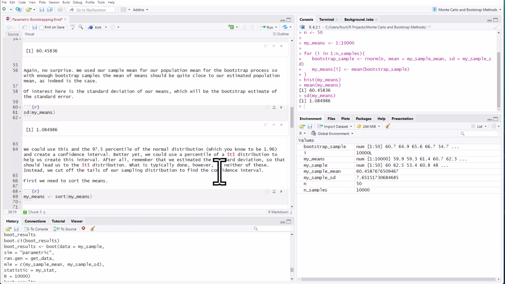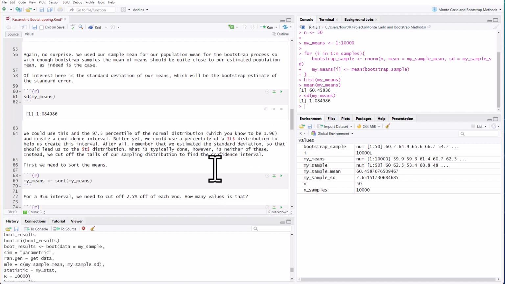Now we could use this value and the 97.5 percentile of the normal distribution, you know that to be 1.96, and we could create a confidence interval. Better yet, because we estimated the standard deviation, instead of using a known standard deviation, we might want to use a percentile of a t-distribution to create this interval. Remember, we estimated that standard deviation. But what's typically done is neither of these.